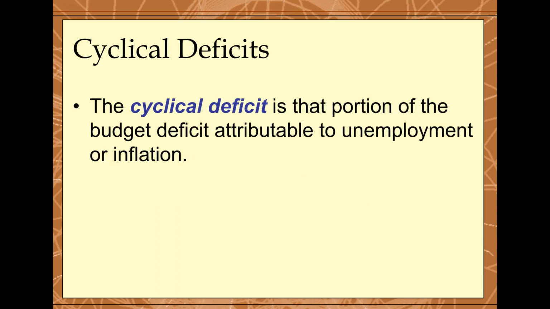Now, the cyclical deficit is simply the part of the budget deficit that's due to an economic downturn. So when the economy's faltering and the government spends more to try to counteract it, and the government takes in less because of falling tax revenues, that deficit is called a cyclical deficit. Now, the other type of deficit is a structural deficit. That's mainly due to decisions made by the government to simply spend more money, regardless of what's happening to the overall economy.